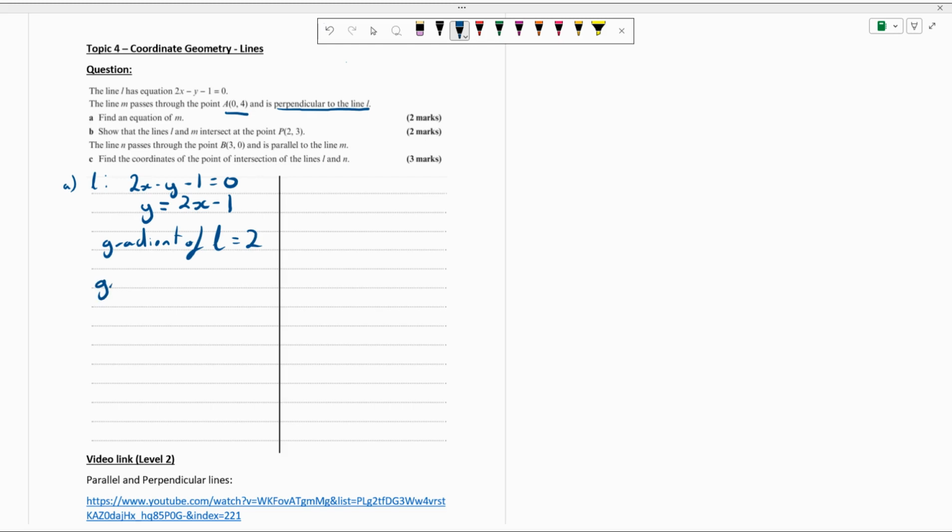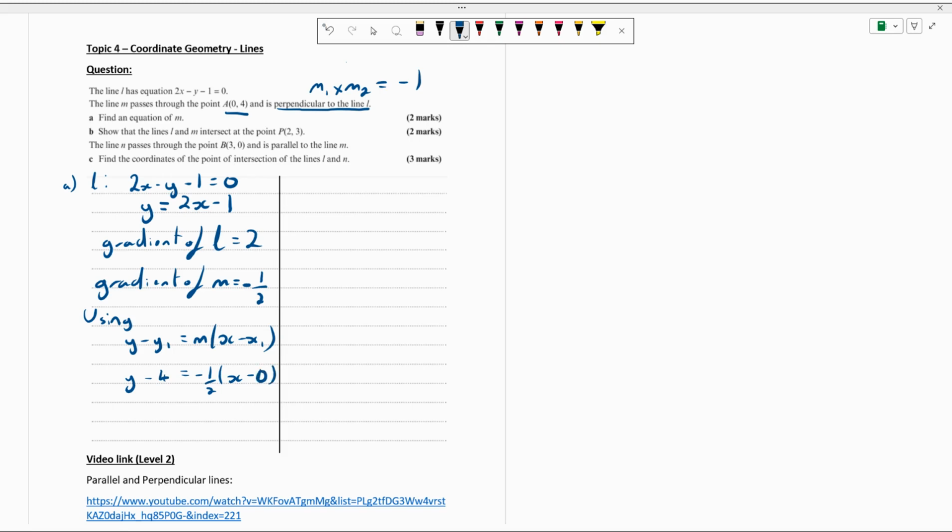So next I can find the gradient of M. For perpendicular lines, the gradients m1 times m2 should equal minus 1. The quick way of doing it is I flip the fraction, so this becomes a half, and you change the sign, so it's minus a half. Now I'm going to use the equation y minus y1 is m times x minus x1. I'm basically going to sub my values in. So I've got y minus the y coordinate, which is 4, is minus a half x minus 0.